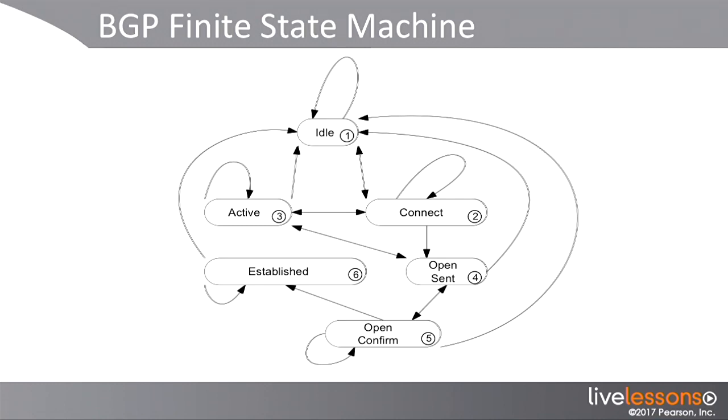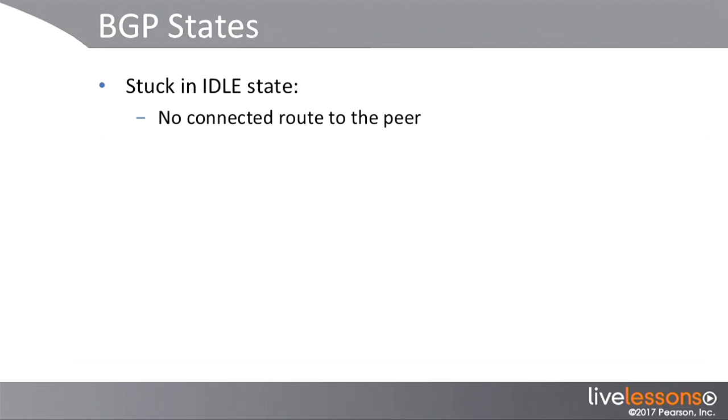In the established state, both the TCP and BGP connections are established and they're ready to exchange routing updates between each other. Now let's look at what different states mean when troubleshooting flapping peers. If the connection is stuck in idle state, that means there is no route or connected route to the peer. If you do a show ip route to that remote end IP, you might not even see that route present in the routing table. Or the remote side of the link is in down state or is not configured.